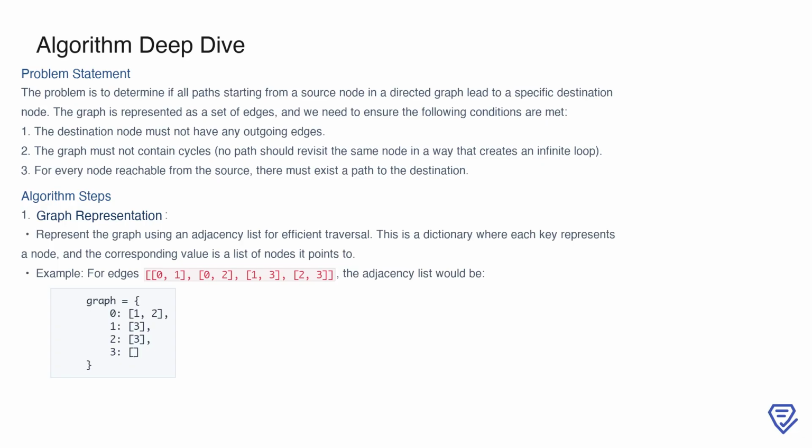To represent the graph efficiently, we use an adjacency list, which is a dictionary where each node maps to a list of nodes it points to. For example, if the edges of our graph are [0, 1], [0, 2], [1, 3], [2, 3], the adjacency list representation would look like this: node 0 points to nodes 1 and 2, nodes 1 and 2 point to node 3, and node 3 points to no one, as it has no outgoing edges. This structure allows us to traverse the graph efficiently during the algorithm.